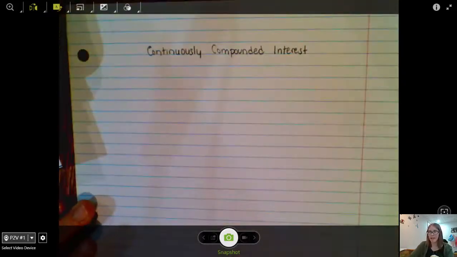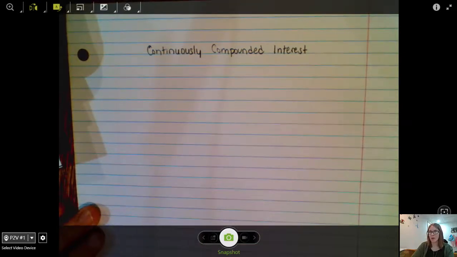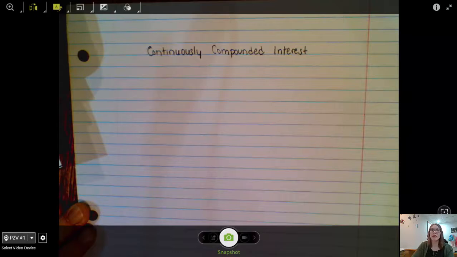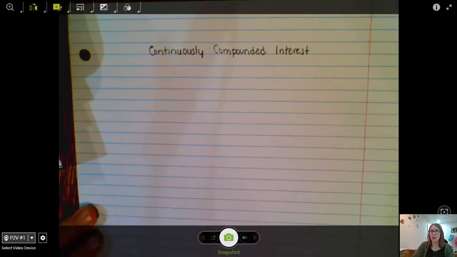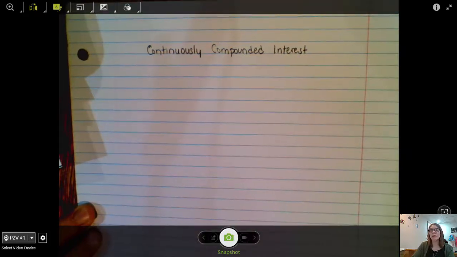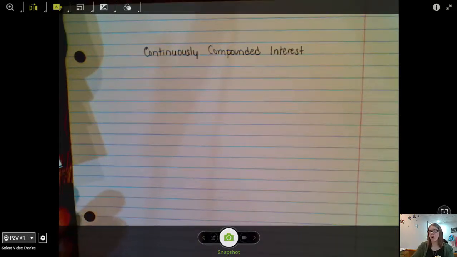But just so you have an idea, compounded interest is talking about how often interest is added to an account. Like let's say you have a bank account that earns 2% interest. However often that interest is added to your account makes a difference, because let's say that interest is added once a year. Well, if it's only added once a year, you're not going to start earning interest on the interest until it's already in there.